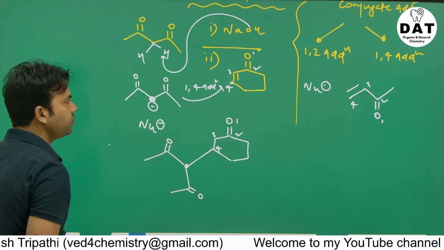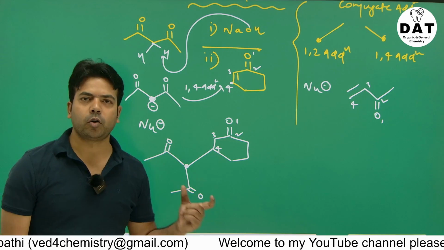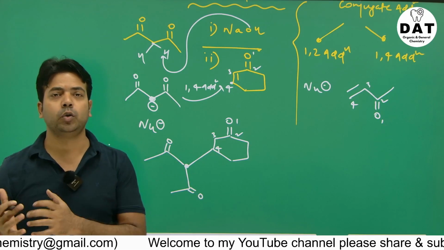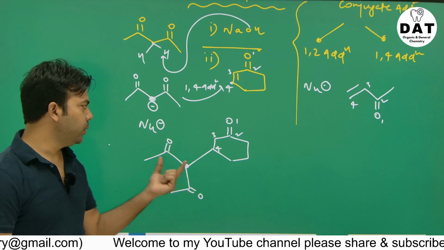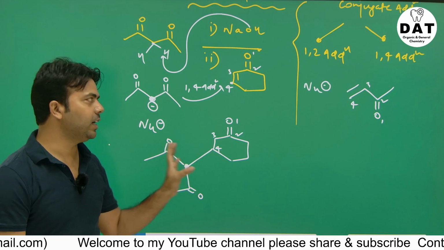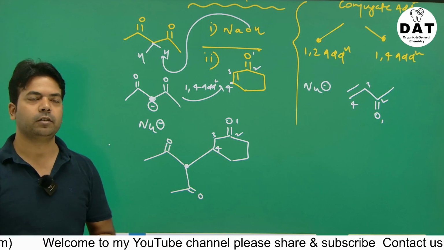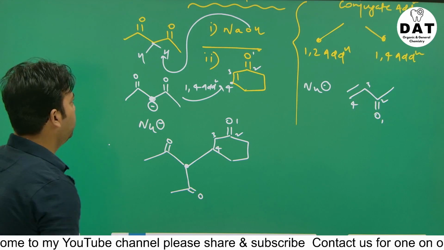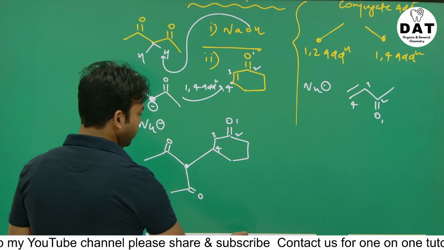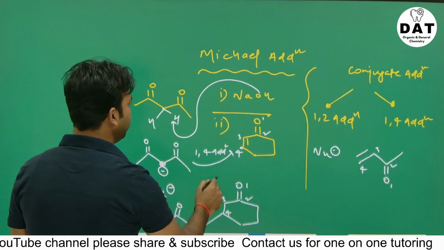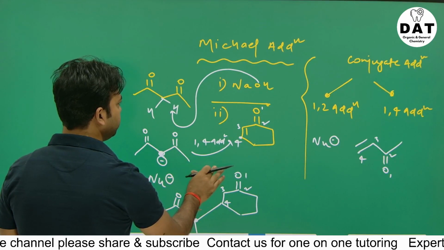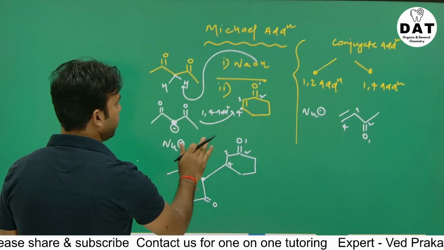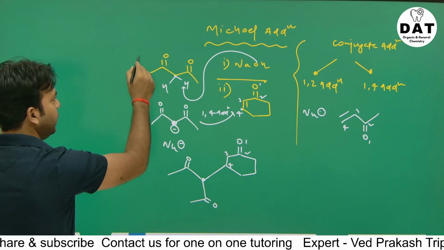Makes sense? If you are going to take Orgo 2, then you have to solve this one with mechanism. But in DAT, there is no need to know the mechanism. Clear? So simply you can say this is the 4th position attack. That is called 1,4 addition. Any doubt? Tell me. This is also called Michael addition. This step is called Michael addition. This is called Michael addition as well.